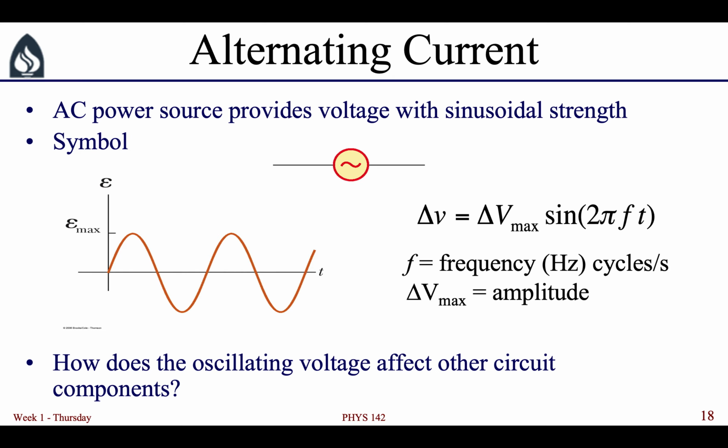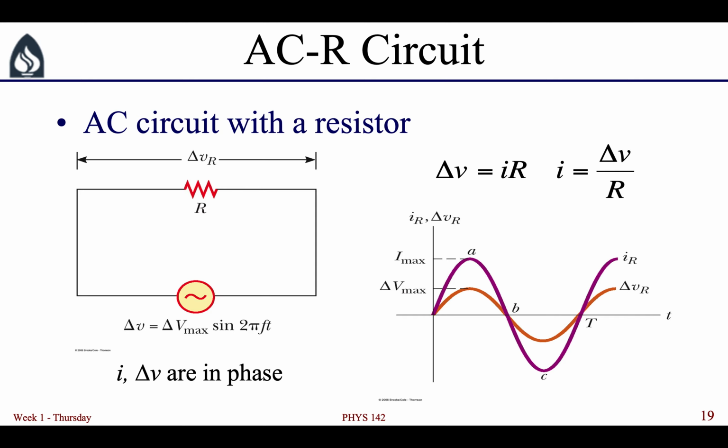So we want to know then, how does this alternating current affect other circuit components? Specifically, let's look at how it affects a resistor. So if we hook a resistor up to an alternating current power supply, then both the current and the voltage will vary across the resistor. So for any instant, we can write down that the instantaneous voltage is equal to the instantaneous current times the resistance of the resistor. Or we can write down that the instantaneous current is equal to the voltage at that moment divided by the resistance.